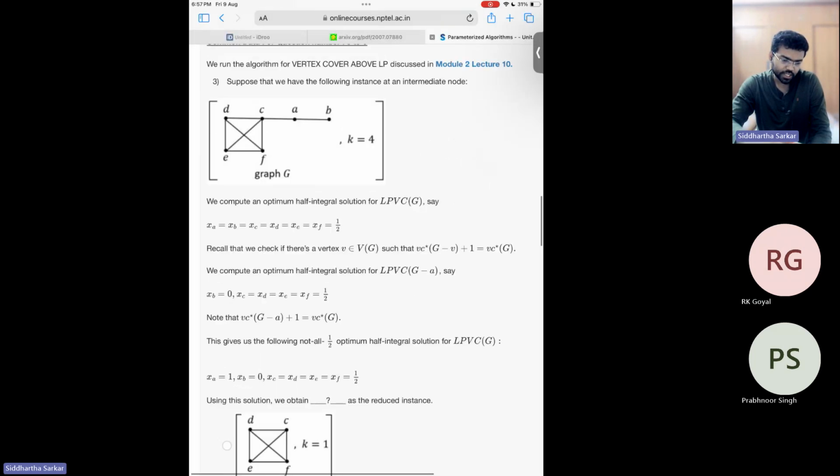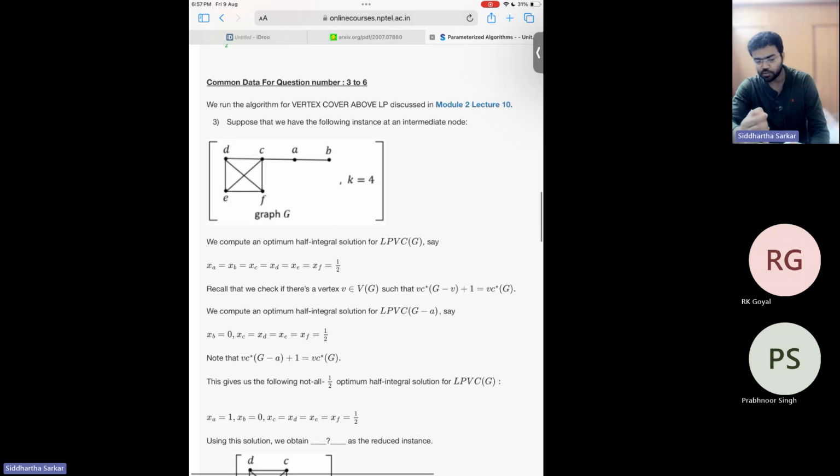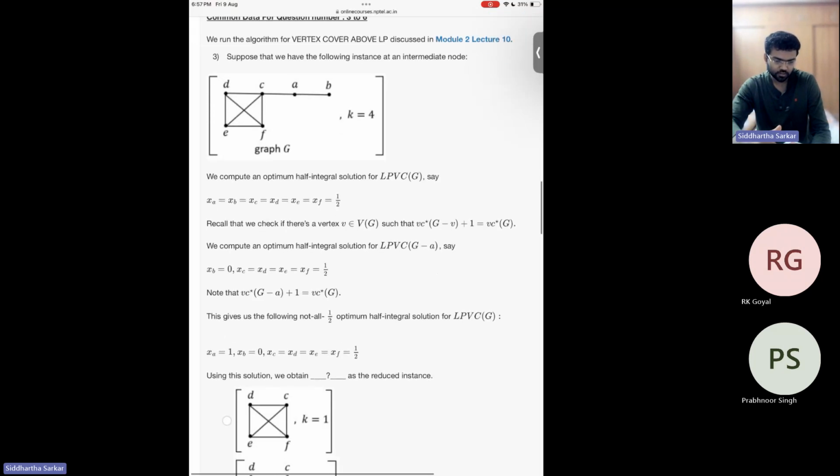So you started with k equal to 4. Now one variable you have included in your vertex cover. Now you have the liberty to take 3 more vertices into the vertex cover. So k equals 4 to 3. Like 1 you have taken, you can take 3 more. So now k is reduced from 4 to 3. Therefore B is the correct answer.